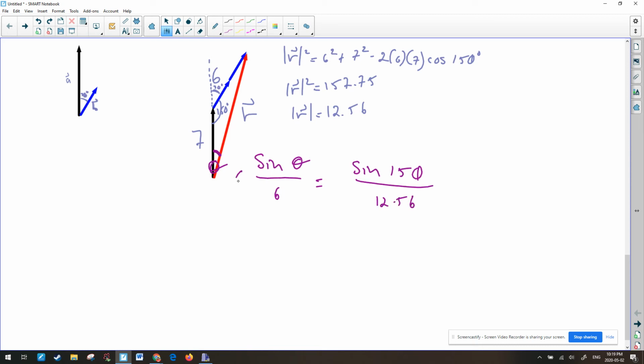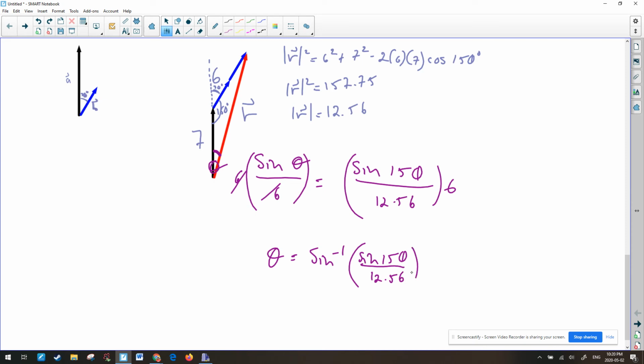I'm going to multiply both sides by 6. That's going to go away, and then I'm going to do the sine inverse. So theta is equal to the sine inverse of this stuff. So the sine of 150 over 12.56 times 6. So grab my calculator and drop that all in.